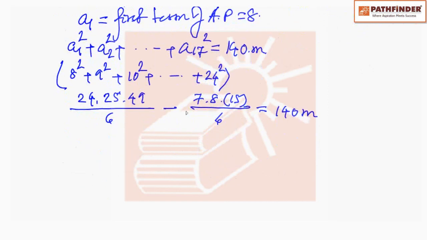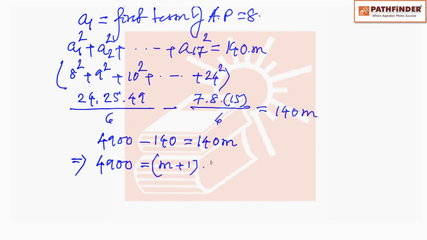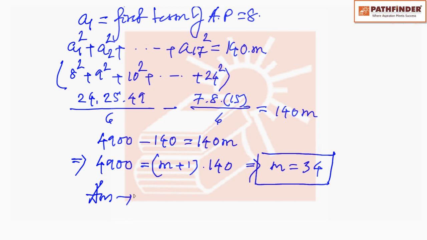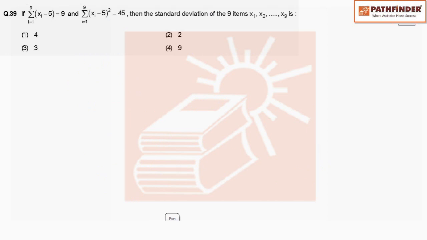So that means it will be 4900 minus 140 equal to 140 m. So that implies 4900 equals m plus 1 into 140, which implies m equal to 34. So the answer is 2. Question number 39.